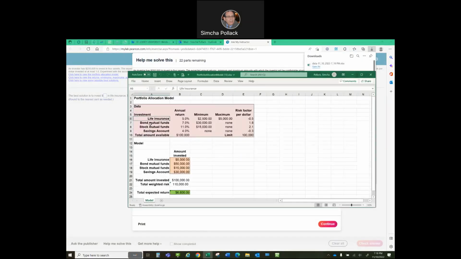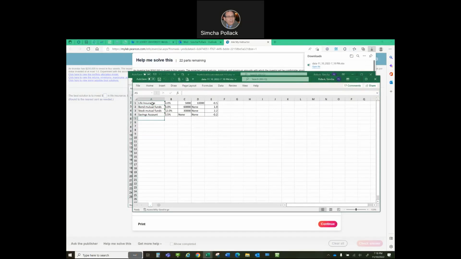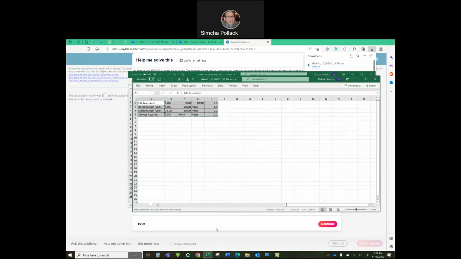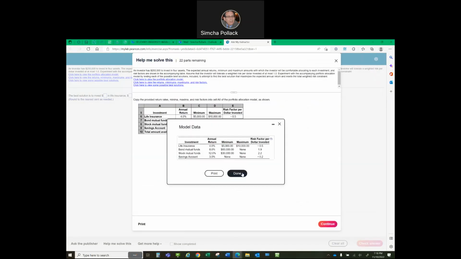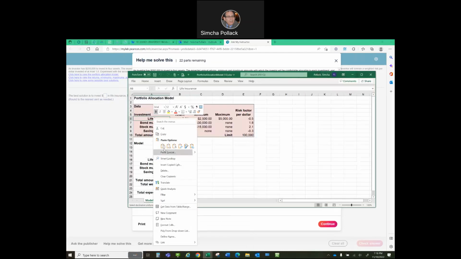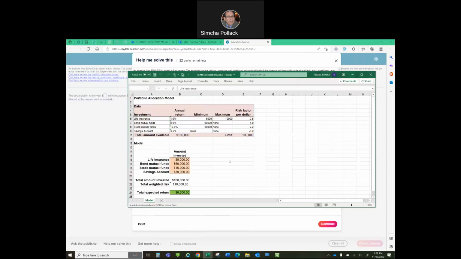Open it up. These are the relevant numbers. You'll see that column B, those percentages, which were giving me a hard time, has to be modified. Put it here, paste, and now we have the relevant numbers.